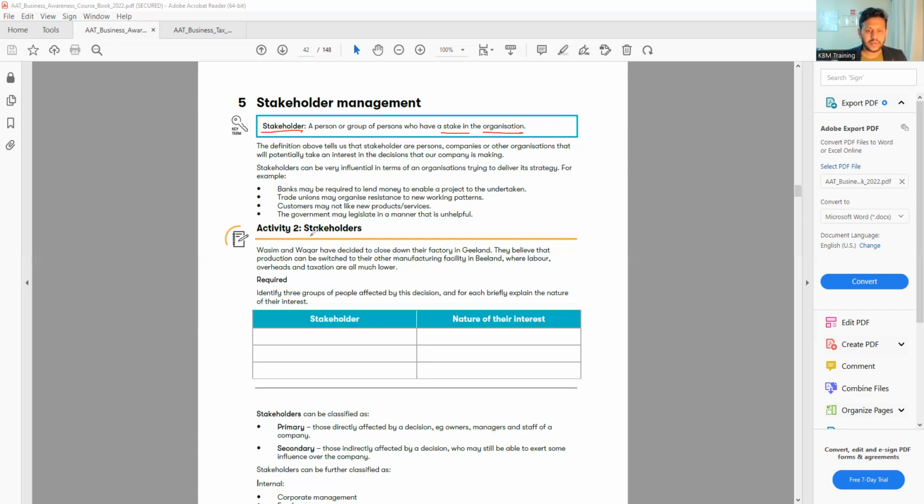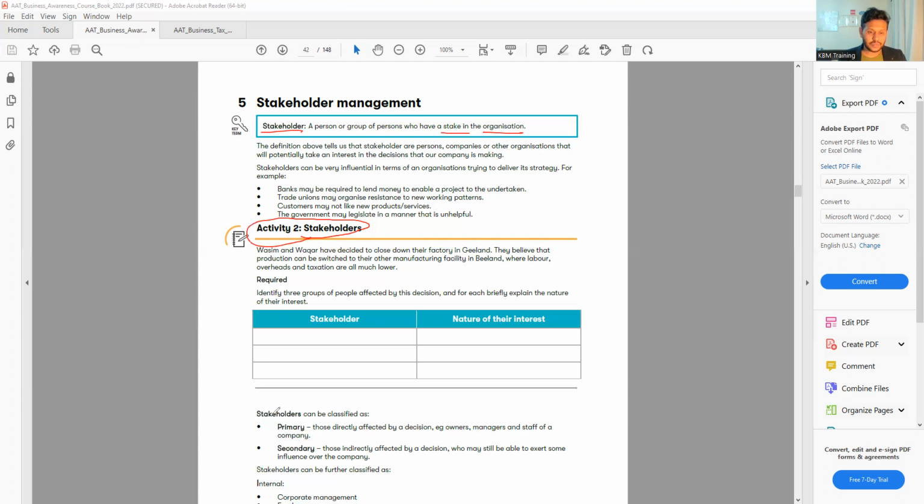Now we have an internal stakeholder and we have an external stakeholder. Internal stakeholders are the people who work for the business. For example, the management and the employees are internal stakeholders. External stakeholders, for example, the bank and the supplier, are my external stakeholders.